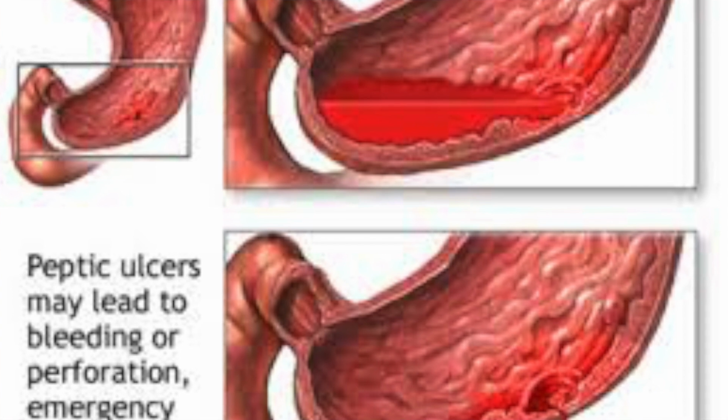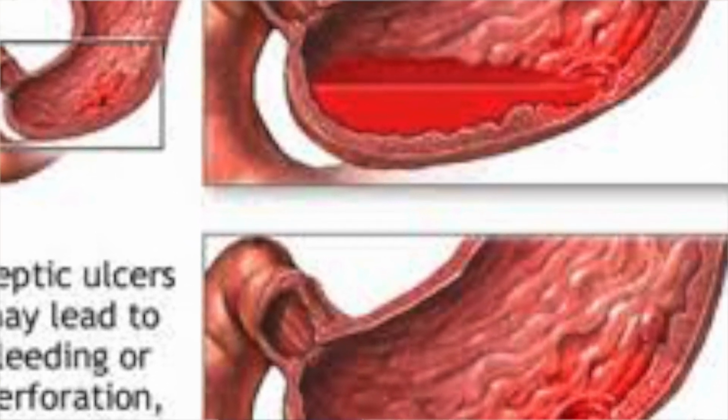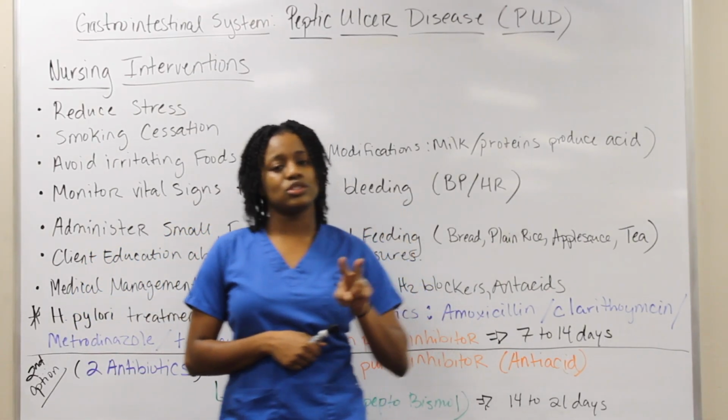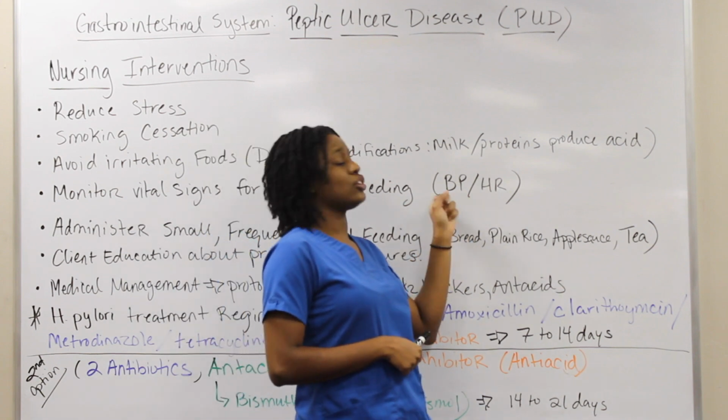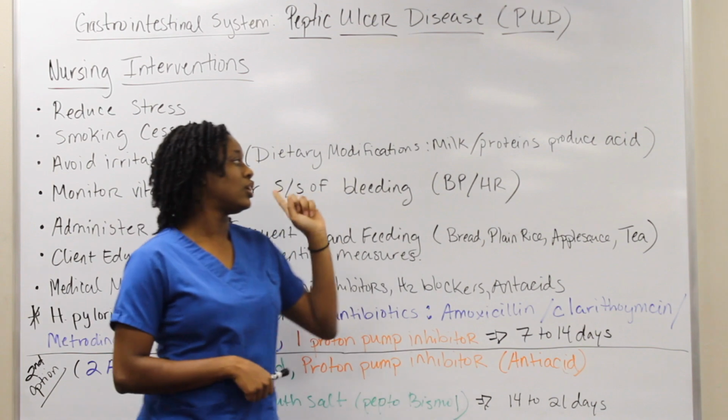Next thing we have is you want to monitor for vital signs and symptoms of bleeding. And one of the two main vital signs that can tell you if a patient is not doing so well is your heart rate and your blood pressure. So BP is your blood pressure, HR is your heart rate.